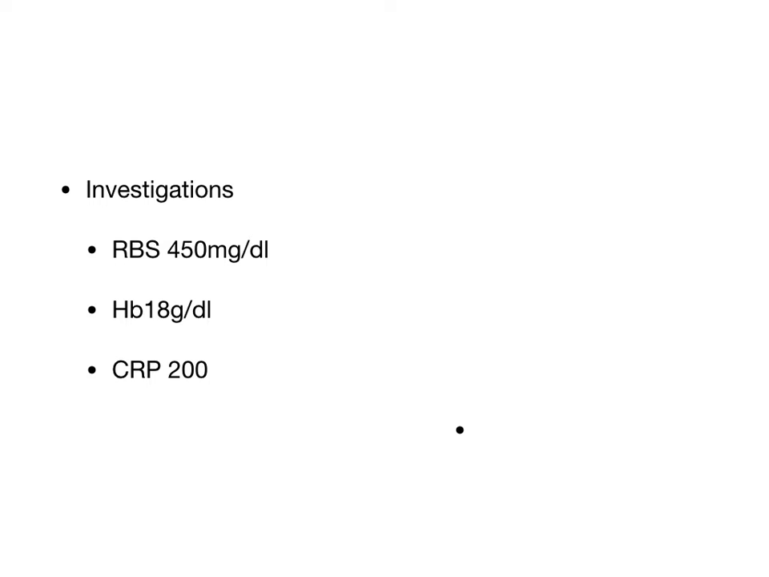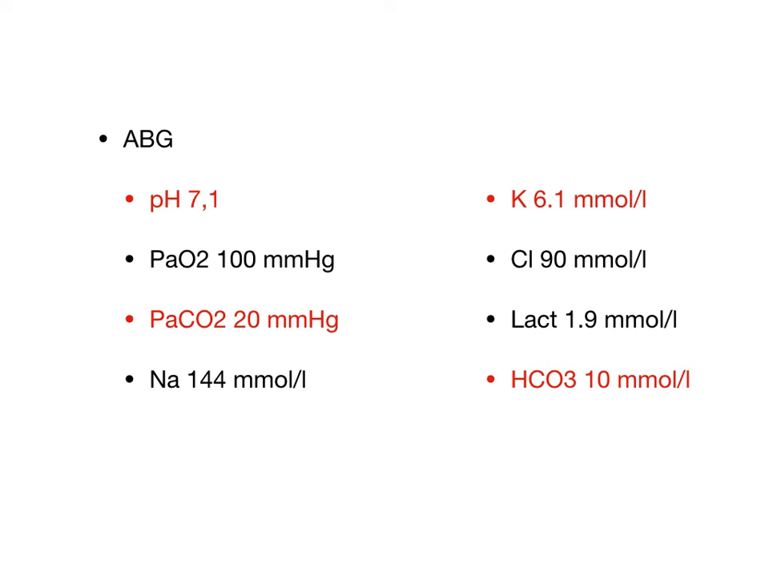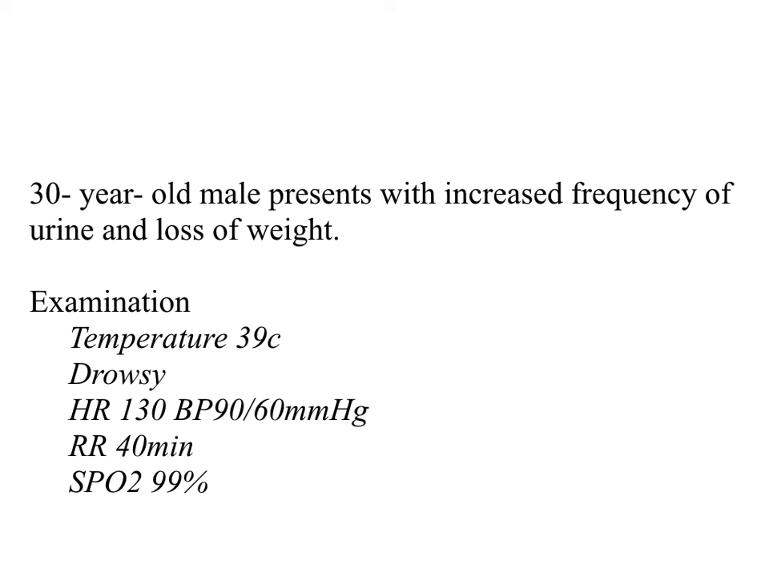Okay, and at the same time you do the blood gas analysis. When you do the blood gas analysis, the pH is 7.1. Oxygenation is fine, but carbon dioxide is 20. Sodium is 144. Potassium is 6.1. Chloride is 90. Lactate is 1.9. Bicarbonate is 20. How do you explain these investigations?